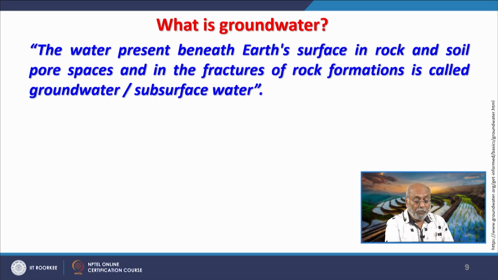So now we can define exactly what groundwater is: water present beneath the earth's ground surface, either in rocks or soil pore spaces, and also, in hard rock terrain conditions, in fractures of rock, which we call groundwater, or some people also call subsurface water, because it is below the surface of the earth. So the water present beneath the earth's surface in rocks, soils, and fractures is what we call subsurface water or groundwater.